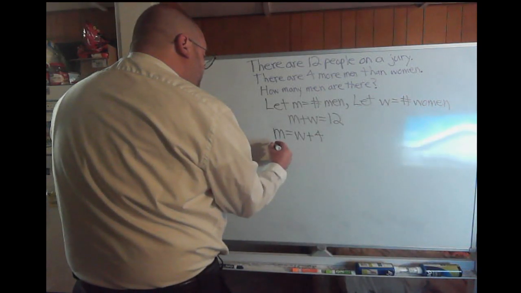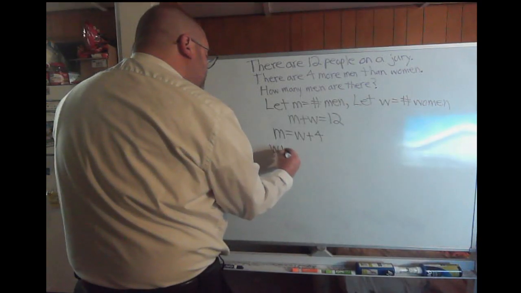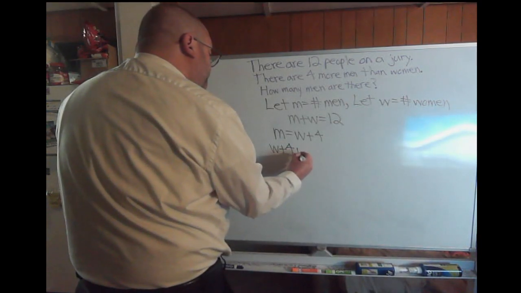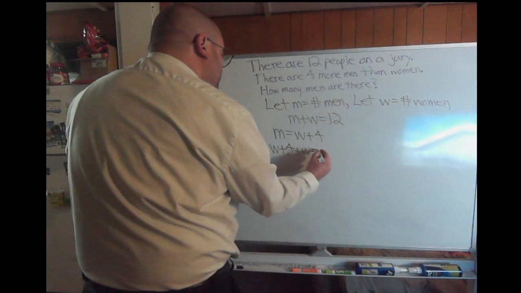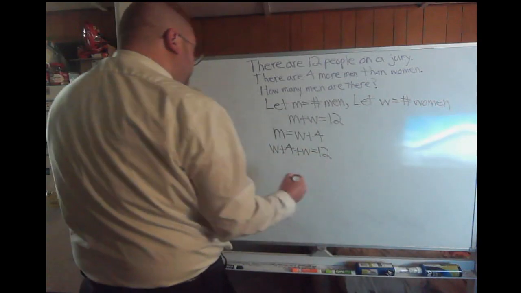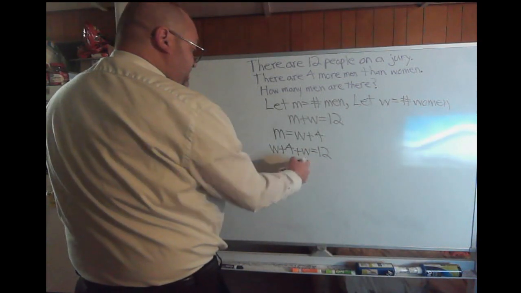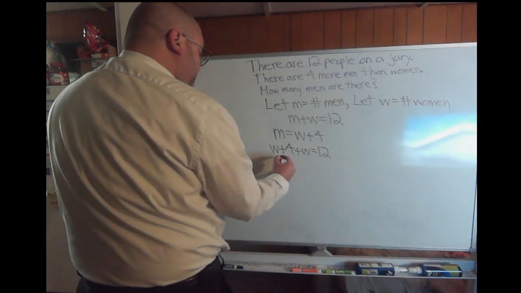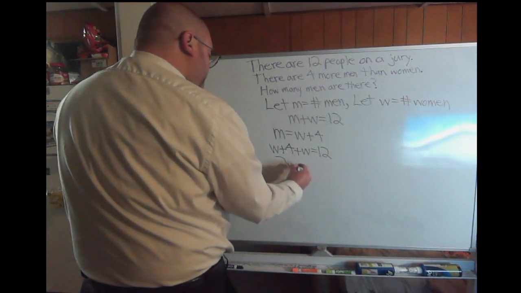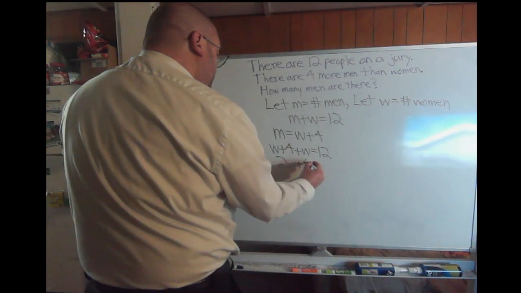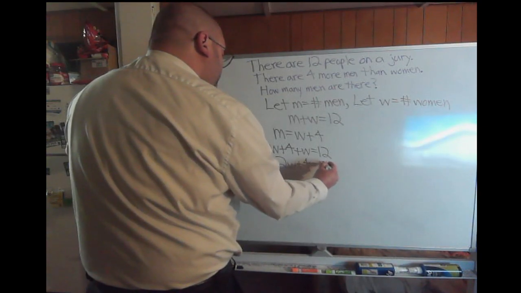So what we're going to do is put in W plus 4 for where M is. Then we'll have plus W, and that'll be equal to 12. Okay, simplify the left side: W plus 4 plus W. That's 2W plus 4, and that's going to be equal to 12.